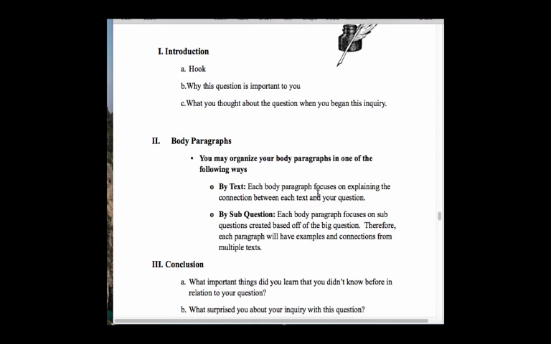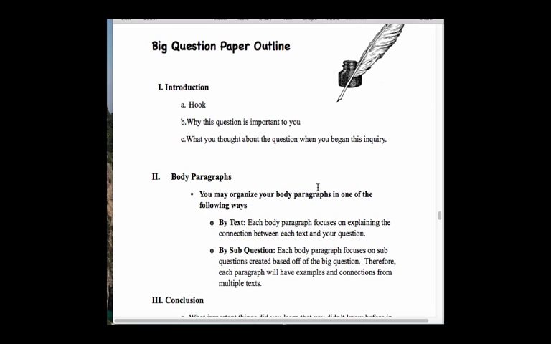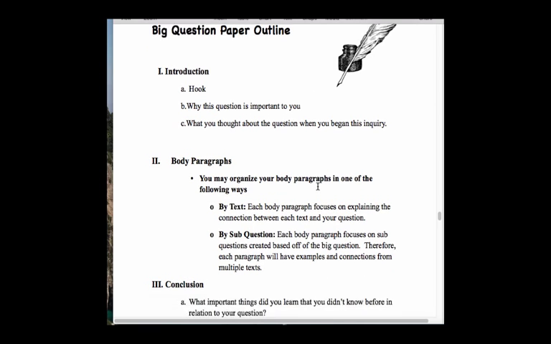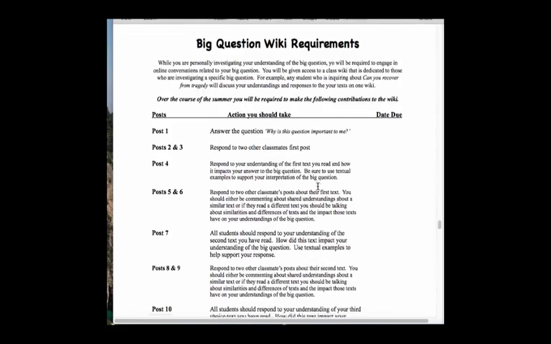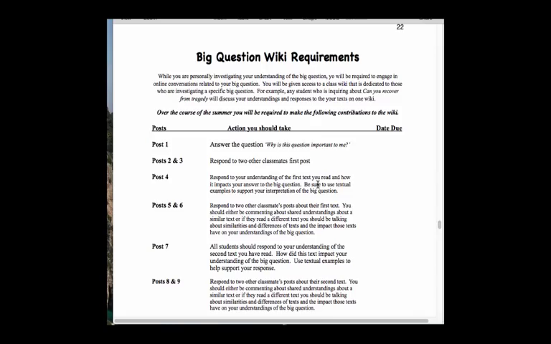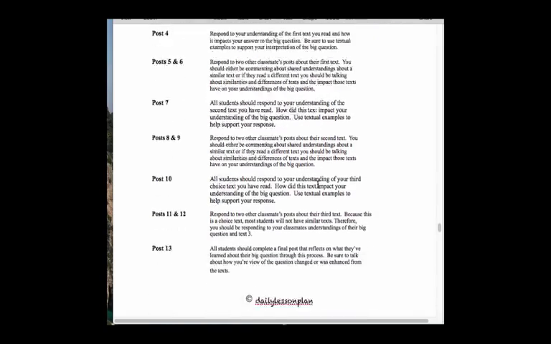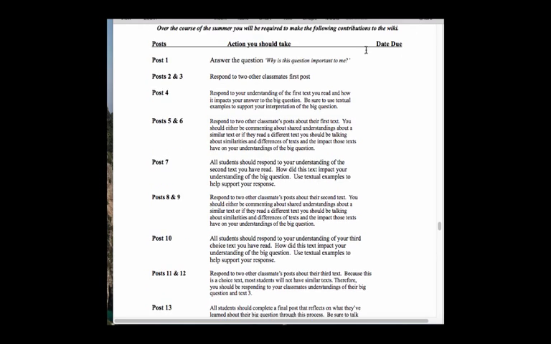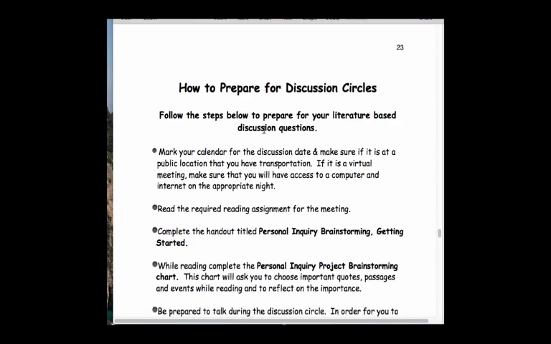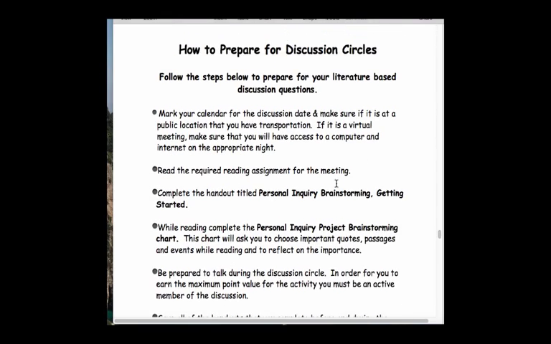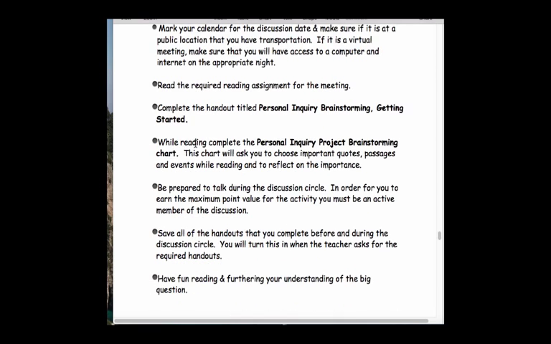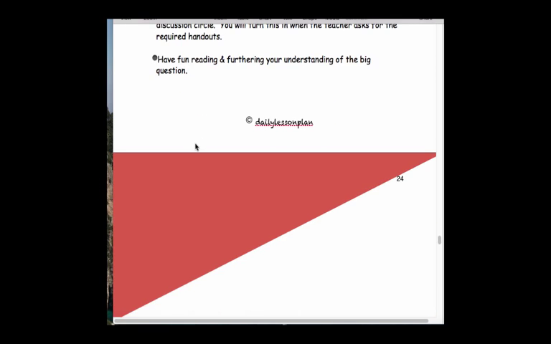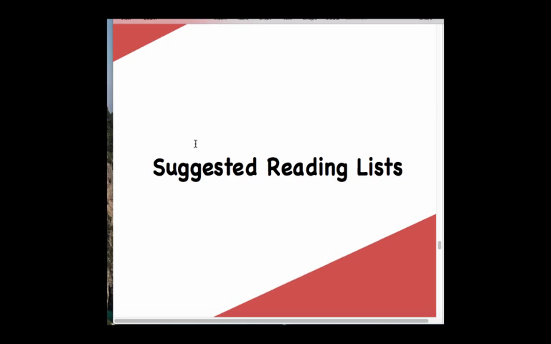Then we move into, if they do decide to do the paper, which is essentially an iSearch paper, there's a breakdown for that. If you decide to use the class wiki, here is a handout you can print and hand out to students. All you have to do is input your due dates. Everything else is here and tells the students exactly what they need to do. And then if you choose to use the discussion circle method, all of the information for students is here for them to think about how to prepare for those so that they are successful.